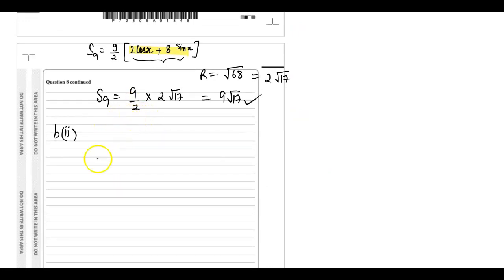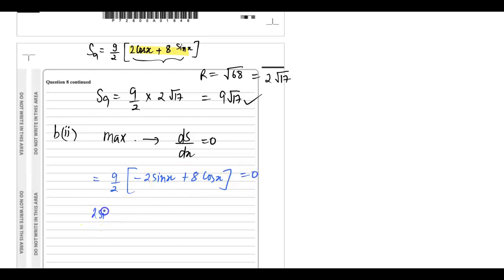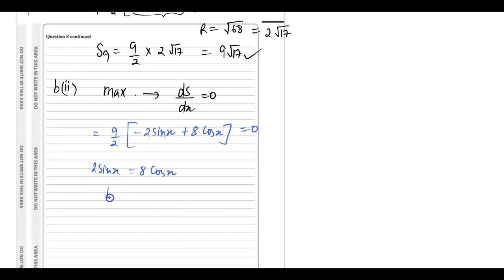Shall we use some calculus over here, because it is saying maximum. At a maximum, dS over dx will be 0. So let's differentiate this. Keeping 9 halves there, it would give us minus 2 sin x plus 8 cos x equals 0. So we can say 2 sin x equals 8 cos x. From here we can say tan x is 4. So x will be tan inverse 4.